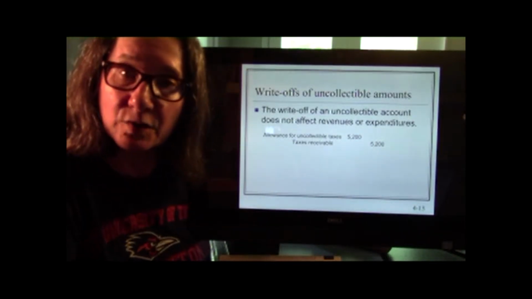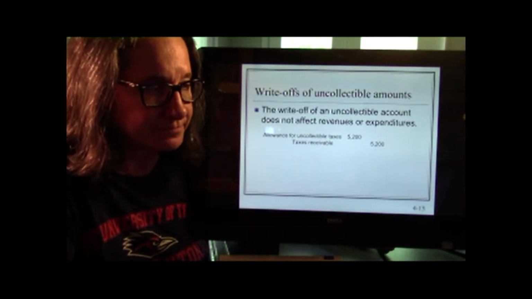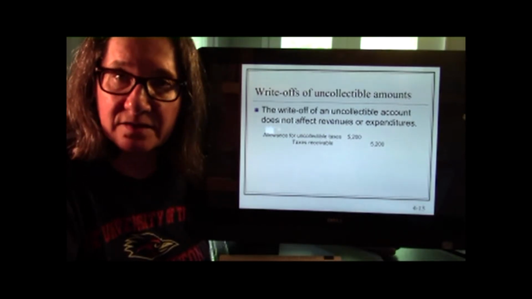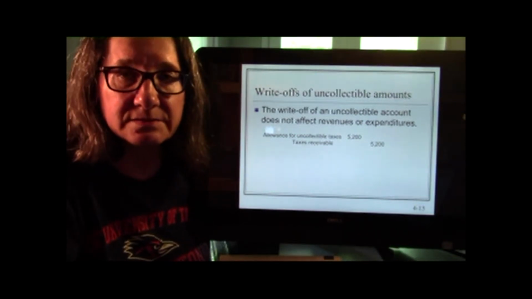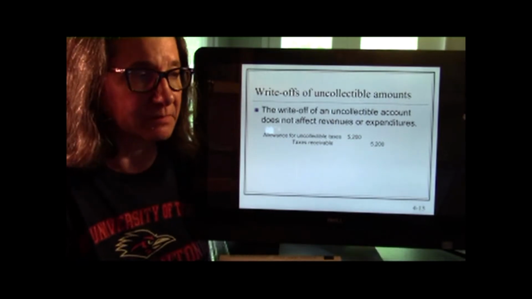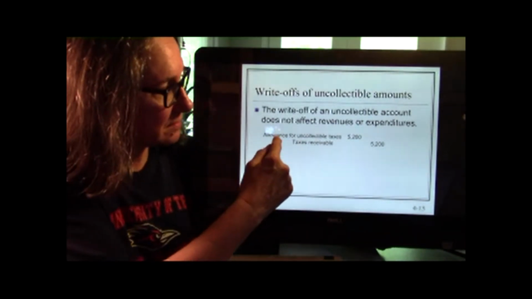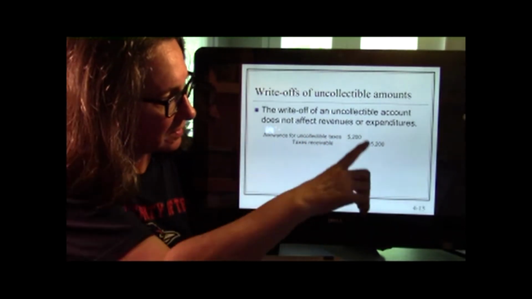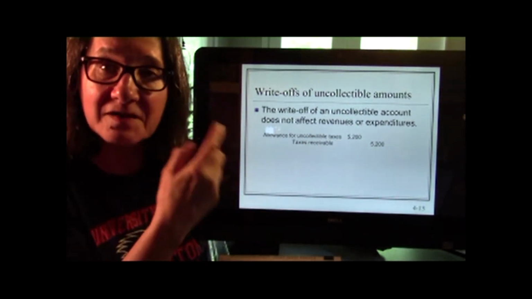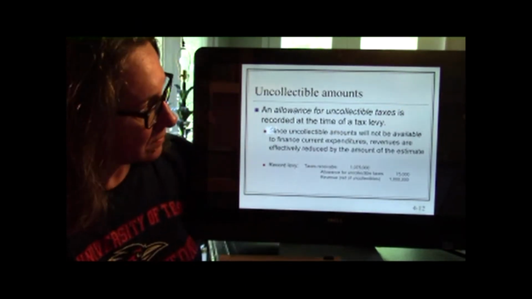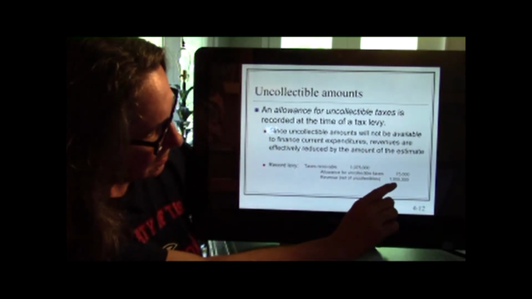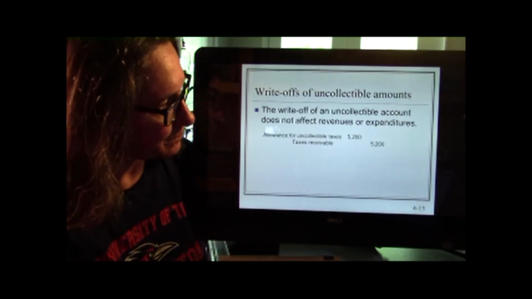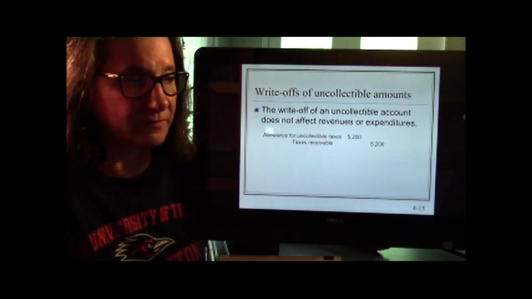Then when you find out who is not going to pay their taxes, all right? So-and-so went out of business, they never paid their sales tax. Now the business is no longer in business, the person is gone, they're not going to pay it, bankrupt, whatever. All right, now you write it off, just like we always did. Allowance for uncollectible accounts, $5,200, taxes receivable, it's gone. It was never part of revenue, so we don't have to take it out of revenue. All right, very good.